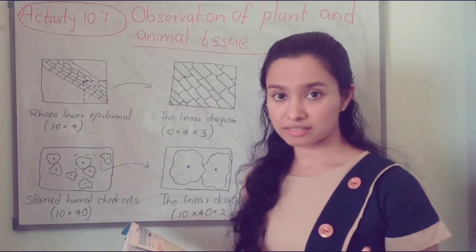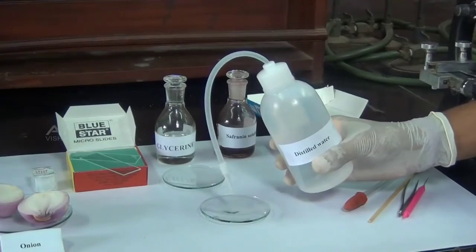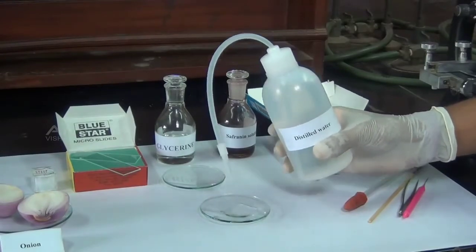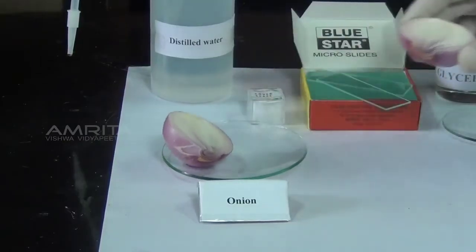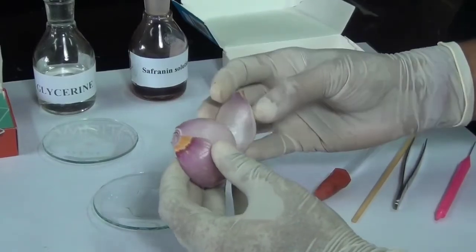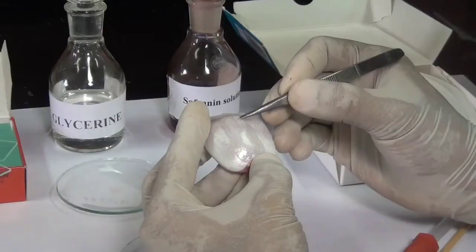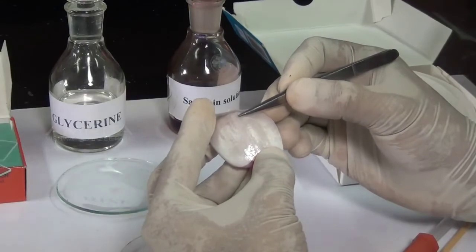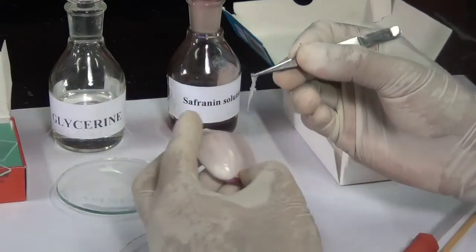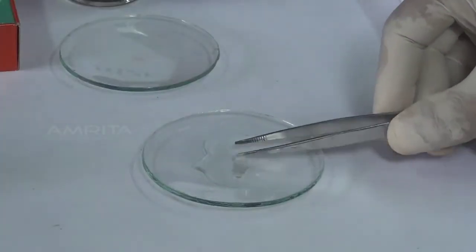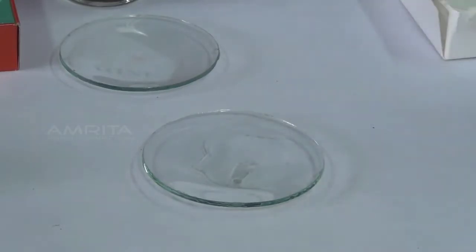First we have to make a slide. Pour some distilled water from a bottle into a watch glass. Take half a piece of onion and remove leaves from the onion piece. Remove a piece of transparent onion peel with the forceps. Put the epidermis into a watch glass containing distilled water.